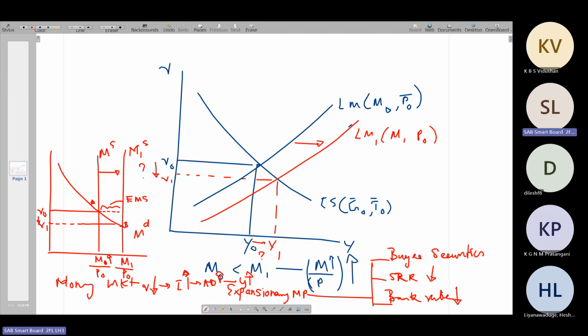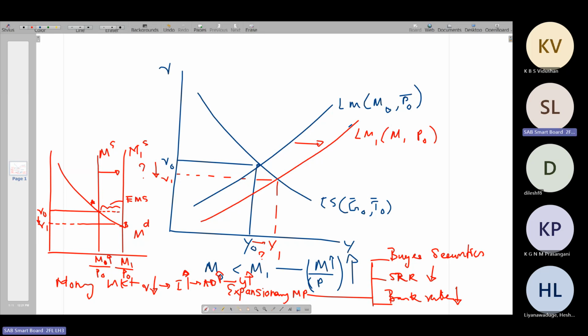Any questions? Now you can also explain it this way. You do the monetary policy action. Start from the central bank reducing the reserve requirement. As a result, more money is lent by the commercial banks to the public. The money supply in the banking system increases, so the LM curve goes to the right.